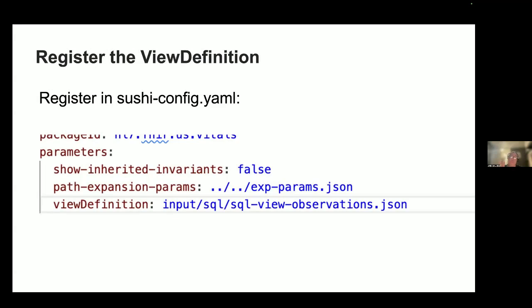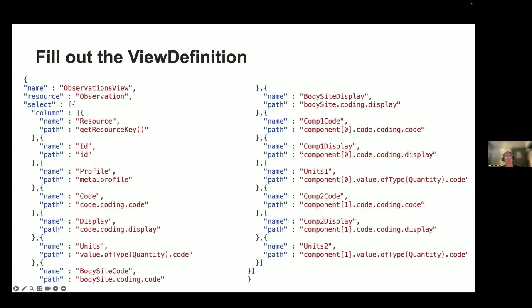And if you're not an author of an IG, you don't care about this particular bit, but you have to register the view definition. So there's a config file where you say, okay, I've got a view definition and it's this view definition. That's pretty straightforward. There are other ways to do that depending how you author the implementation guide. It's not important for this presentation. And we fill out the view definition.